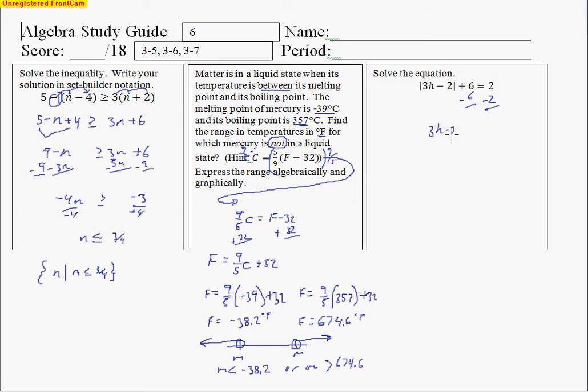And when I do that, I have the absolute value of 3h minus 2 equals, I should be subtracting 6 from both sides here, I get equals negative 4. And there's our problem. See, I've already got the absolute value by itself, but it equals a negative.